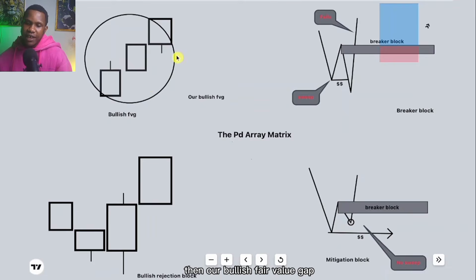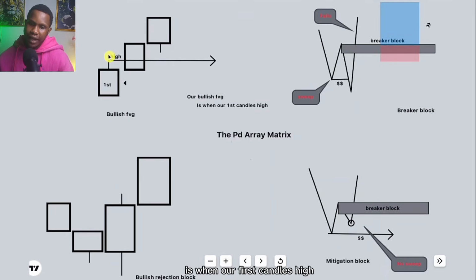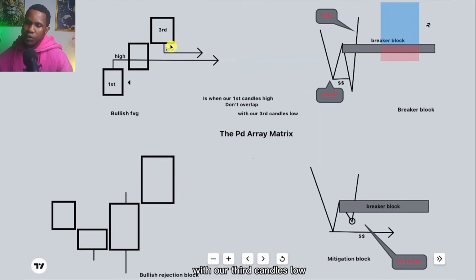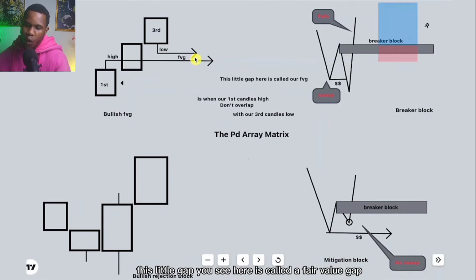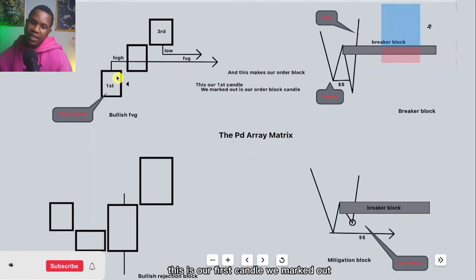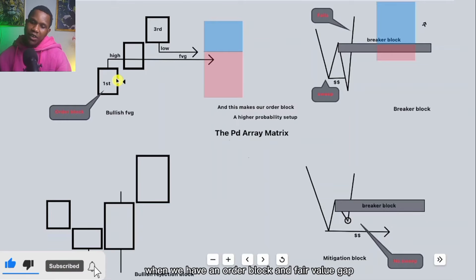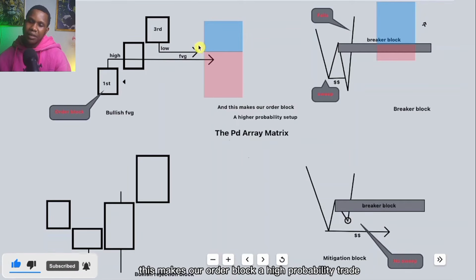Then our bullish fair value gap is when our first candle's high doesn't overlap with our third candle's low. This little gap you see here is called a fair value gap, and it is very, very powerful. This is our first candle we marked out. It's our order block candle. When we have an order block and fair value gap, this makes our order block a high probability trade.